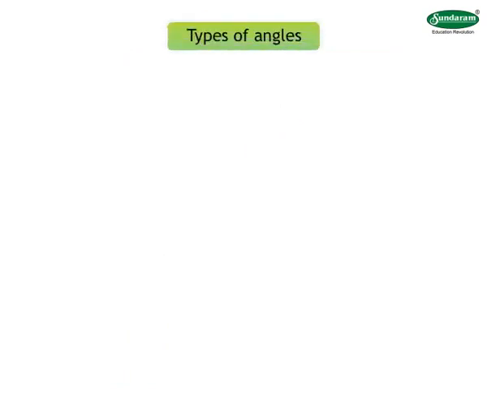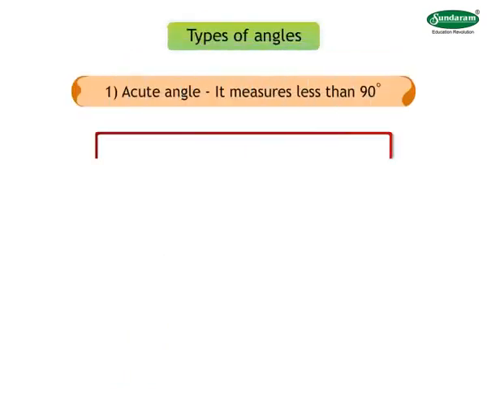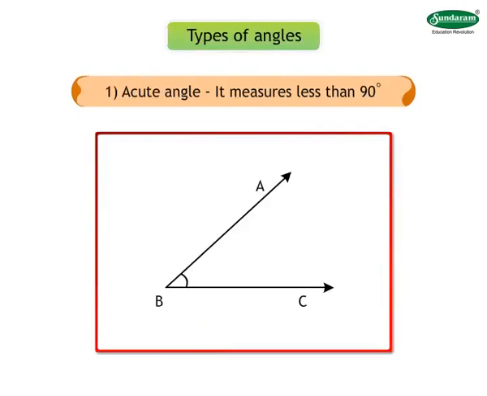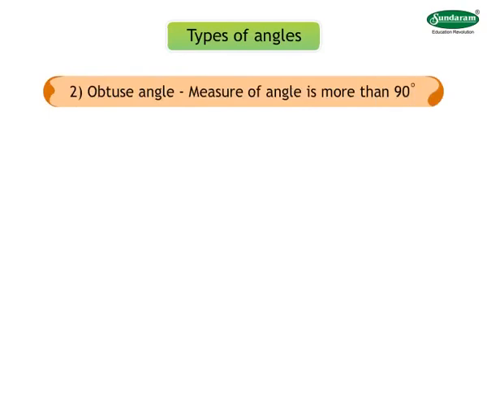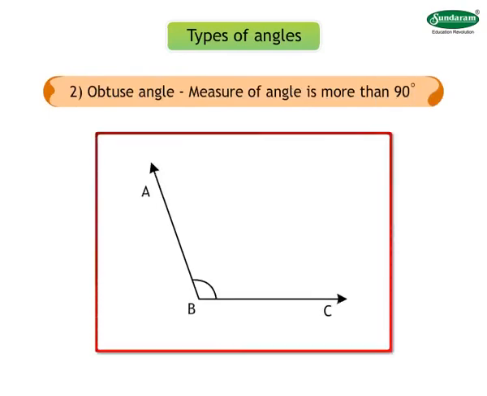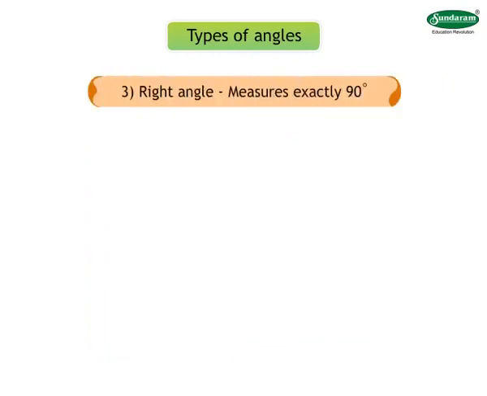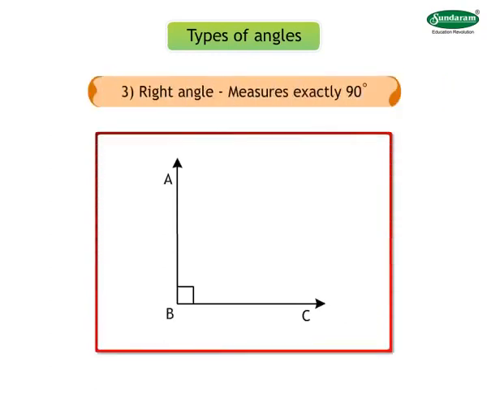Types of angles. Number 1. Acute angle. It measures less than 90 degrees. Number 2. Obtuse angle. Measure of angle is more than 90 degrees. Number 3. Right angle. Measures exactly 90 degrees.